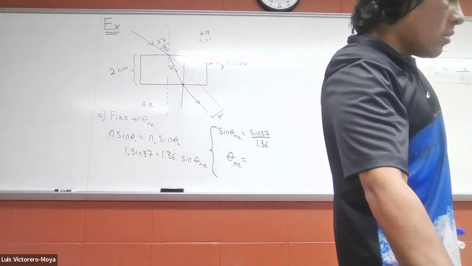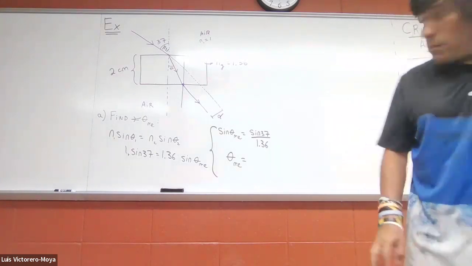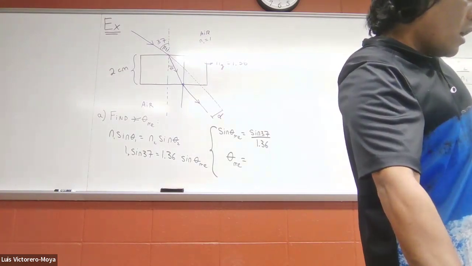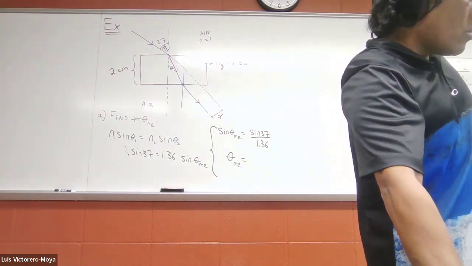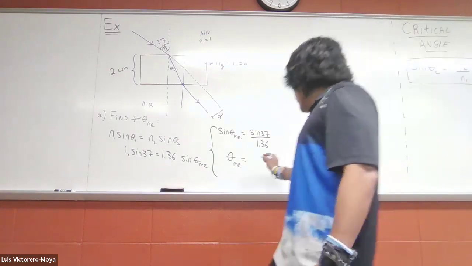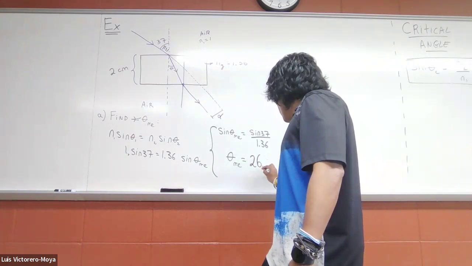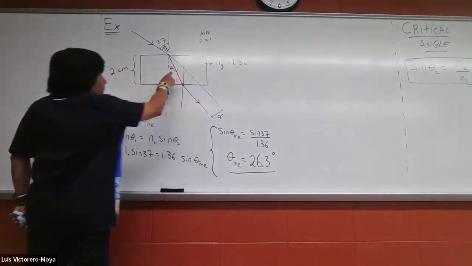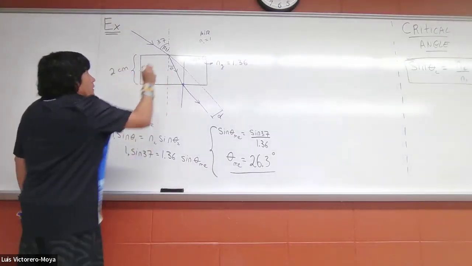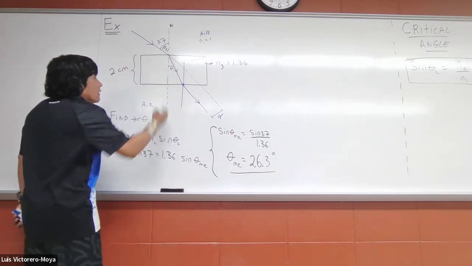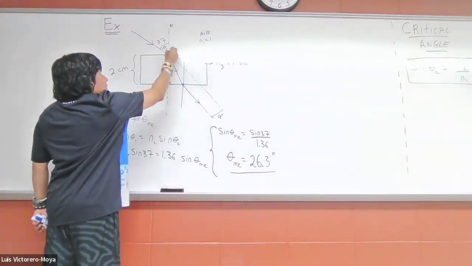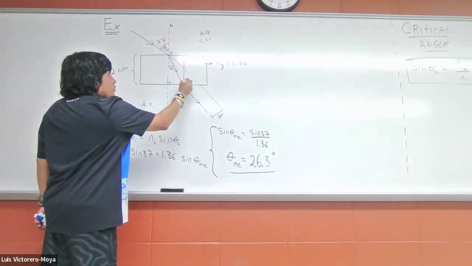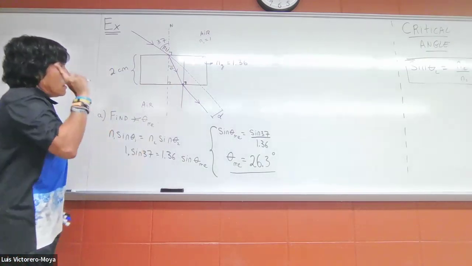So sine of 37 divided by 1.36, and then we do second function, sine inverse. So I get 26.3 degrees. So that angle here is an angle there. Okay, now remember, this normal is 90 degrees there, and this normal prime, let's call it, that's also 90 degrees, all right?